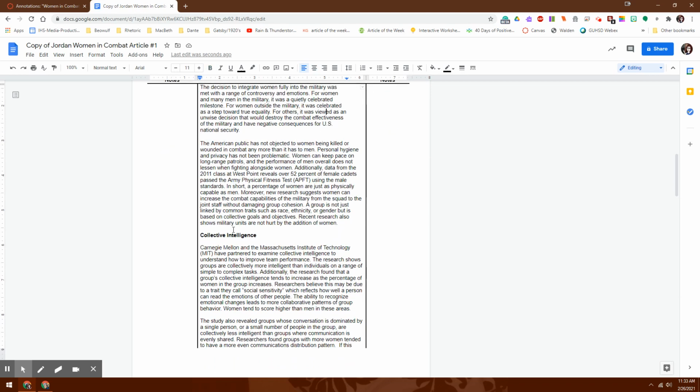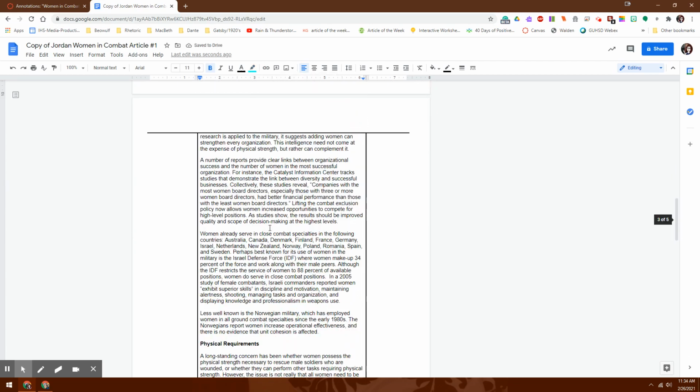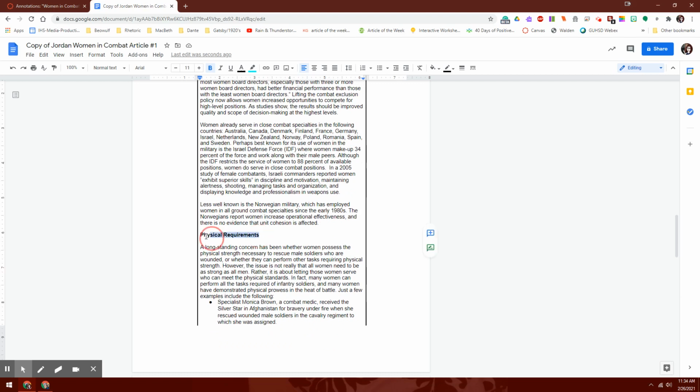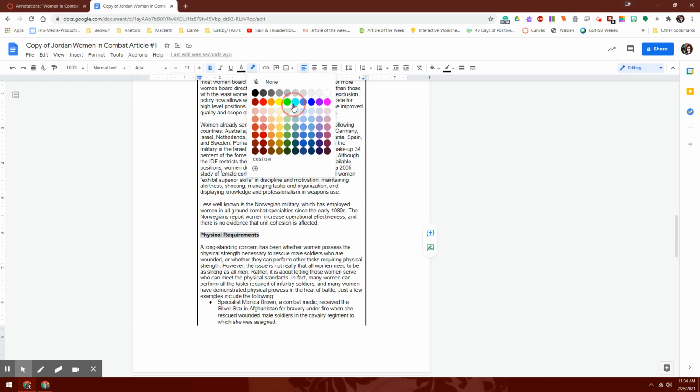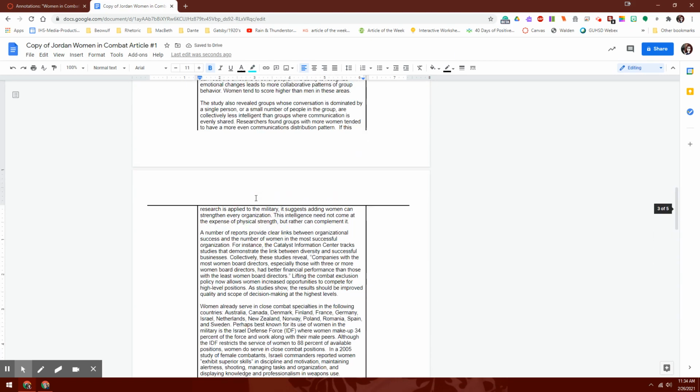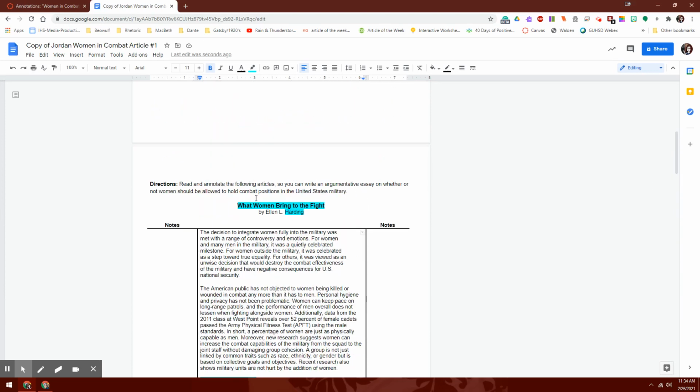Okay, then I'm going to go through and look. Oh, we've got a couple of headers. So I'm going to highlight those so that they just pop out at me. And this is without having read anything. I'm not actually reading the article yet. I'm just going through and looking to see what kind of subtitles we have and if we have any pictures.